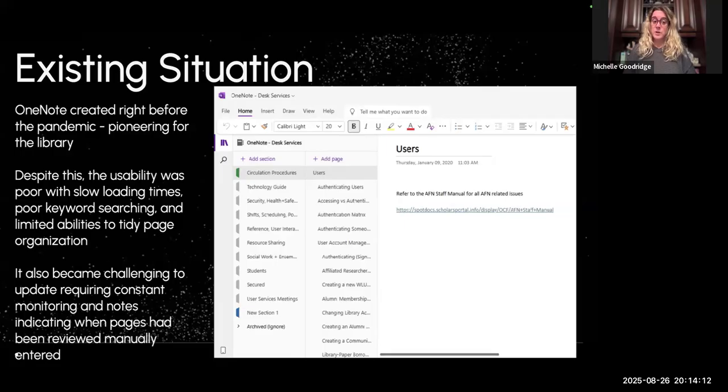It had very slow loading times. The keyword searching wasn't very good, and we had limited abilities to keep the pages tidy and organized. If we had to redo something, we had to make notes in it to say that someone had checked it or not checked it, and it was hard to change the structure that had been put in place. It also became a bit challenging because we had to constantly monitor it and change things as needed, and there wasn't a great way to indicate that we had made updates.